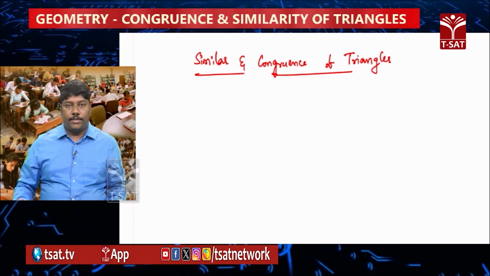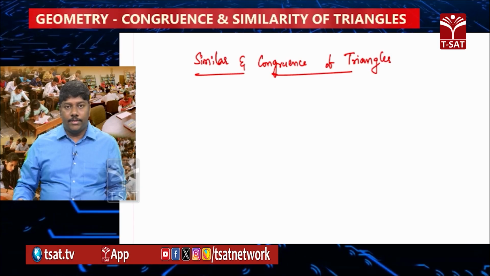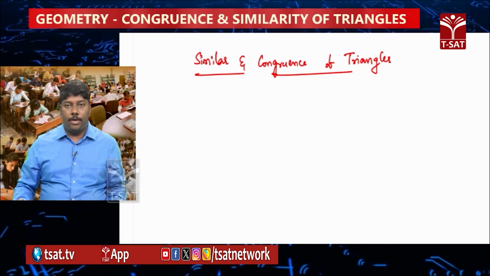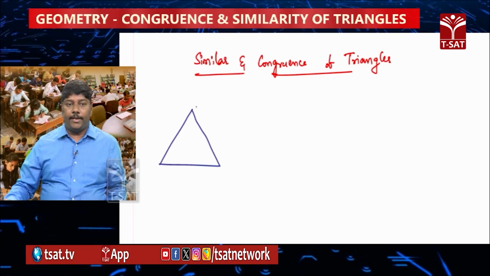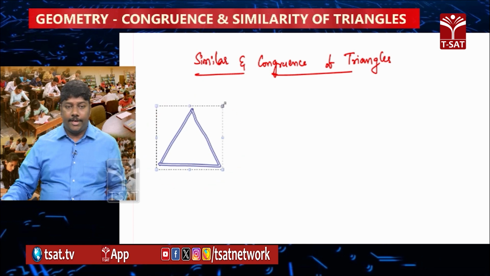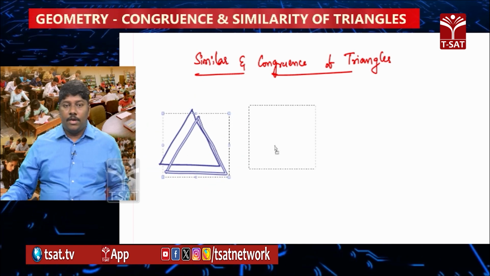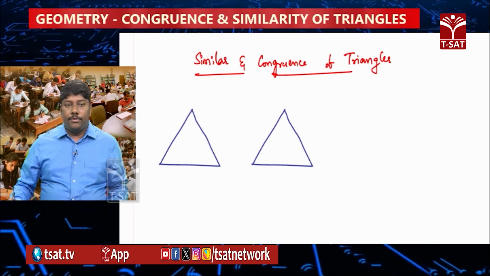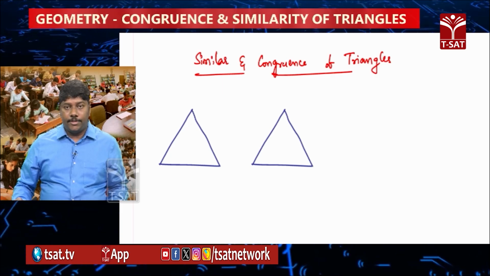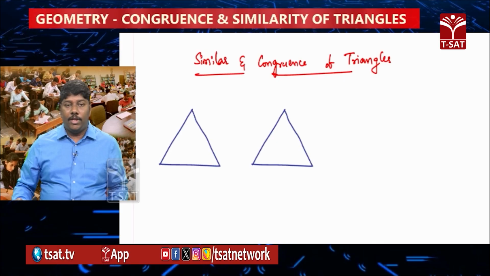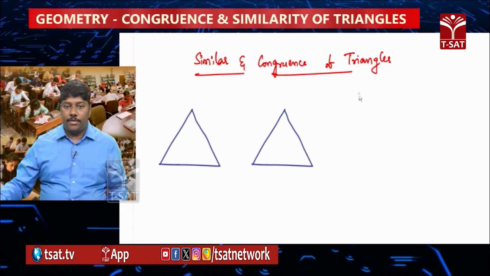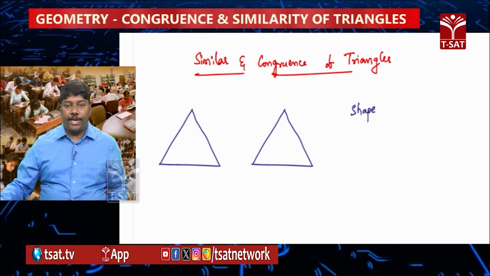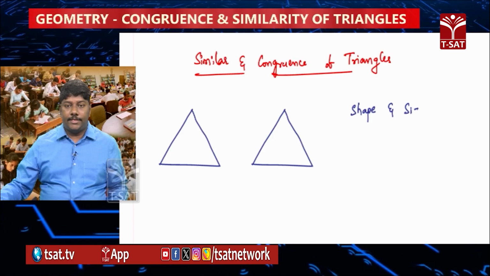When I say congruence, in all respects two figures, not only triangles, be it a rectangle or a square, must be equal. Suppose I take a triangle here and just copy paste it. In all respects, these two triangles are congruent. So when I say congruence of triangles, two triangles must be equal in their shape as well as in size. Two things must be remembered: they must be equal in shape and as well as in size.